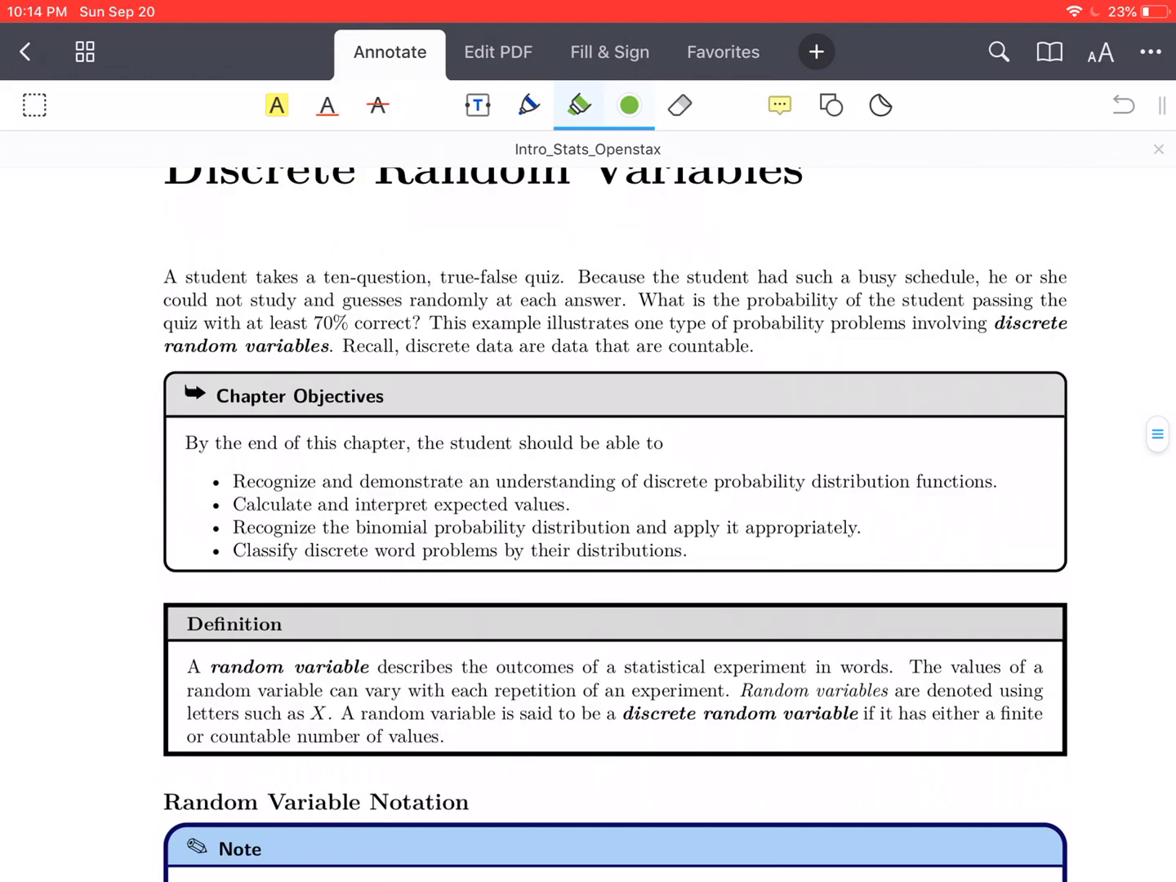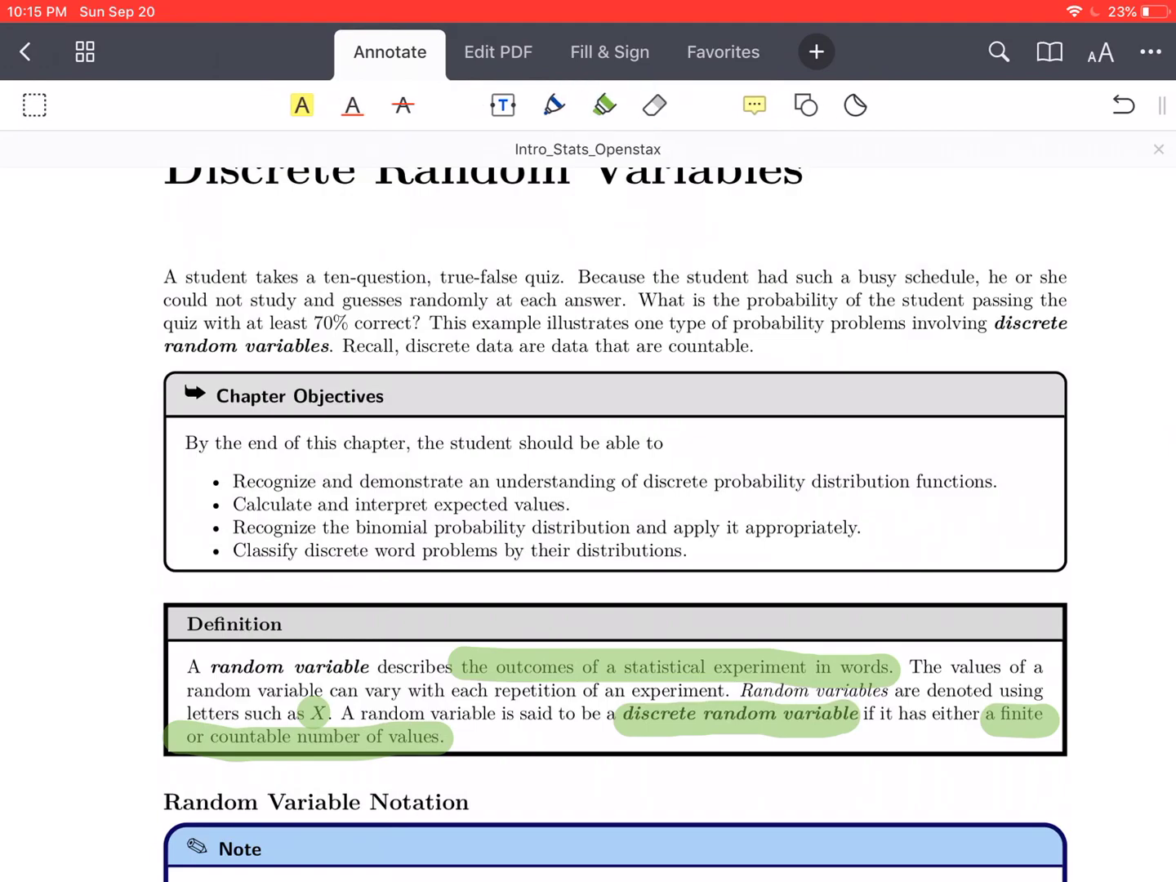So a random variable describes the outcomes of a statistical experiment in words. The values of a random variable can vary with each repetition of an experiment. So random variables are denoted using letters such as capital X. And a random variable is said to be a discrete random variable if it has either a finite or countable number of values. So remember, discrete means finite or countable.